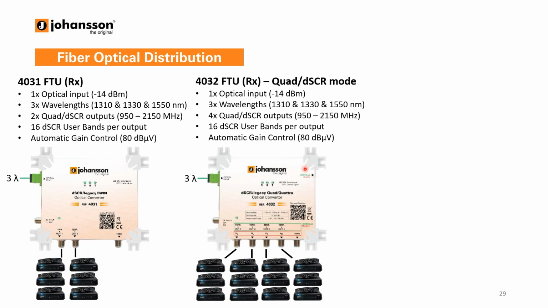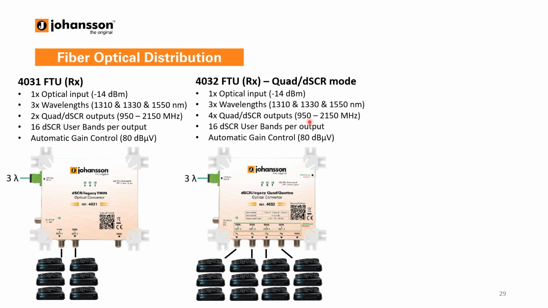Then the second model is the 4032, but this one is a bit special. There's a small switch here in the top right. So this model you can set to quad SCR mode or to quattro mode. In the quad SCR mode, basically it's the same as the 4031, but the main difference is that you have 4 outputs. So 4 generic outputs instead of 2. So this means here you can connect up to 4 traditional or legacy set-top boxes or multiple SCR set-top boxes to a single output.